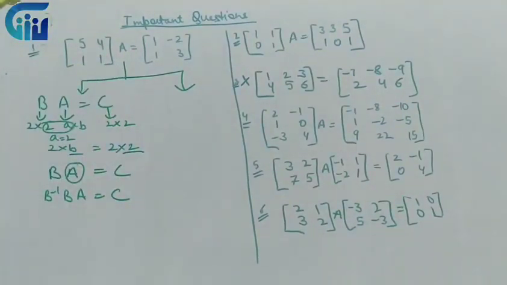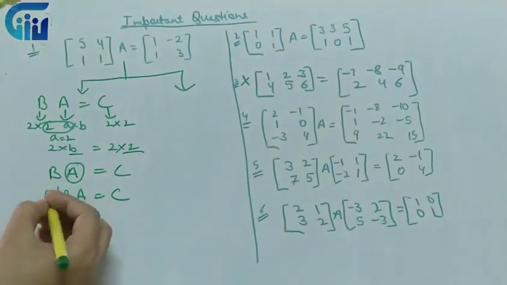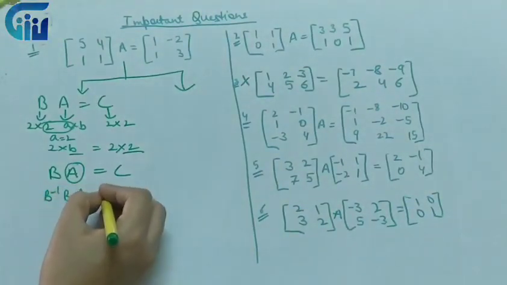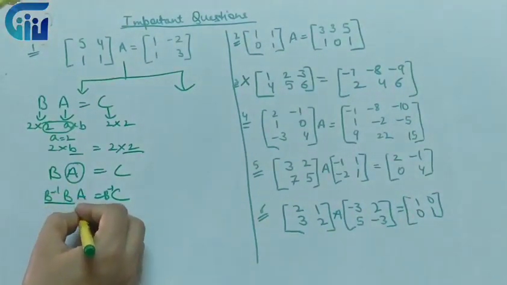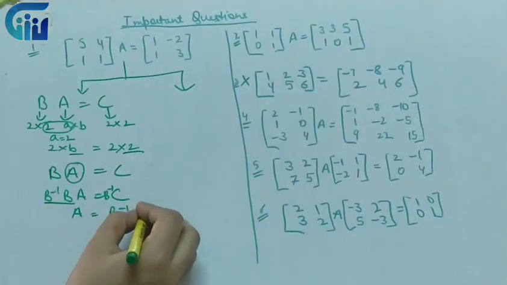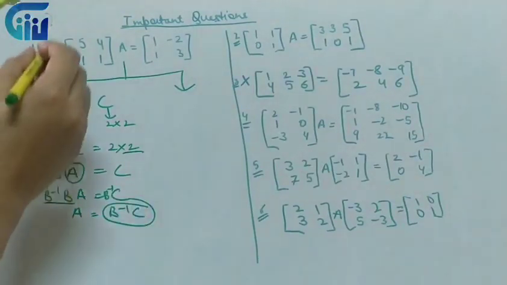So I will multiply wherever it is present. If it is present after, I will post-multiply. If it is present before, I will pre-multiply. So if I multiply over here, I have to multiply over here also, to balance the equation. So this will be identity. So what is B inverse C? So B inverse means B is this.